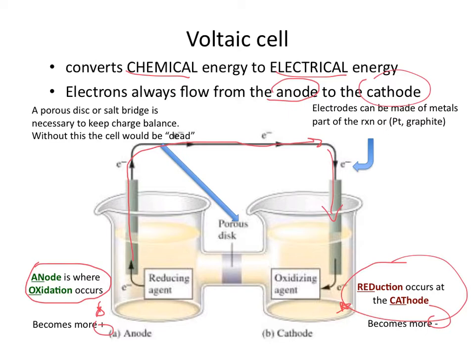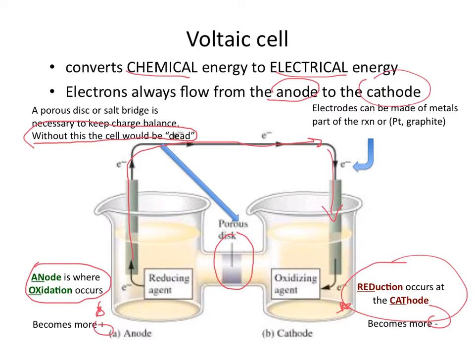that buildup of charge. And we do that because if we don't balance the buildup of charge, the cell is eventually going to die. So what that means is eventually no more electrons are going to flow. So in order to do that, what we're going to do is have something called a salt bridge. It can be a salt bridge or a porous disc.